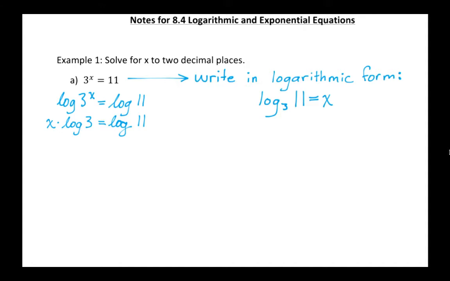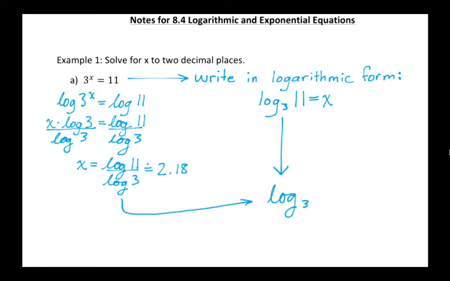And so now I just have x times a number equals a different number. And if I want to solve for x, I would have to divide both sides of the equation by that log 3, and it's log base 10 of 3. So here's the solution I have. x equals log of 11 divided by log of 3. And that's a common logarithm, so it's log base 10 of 11 divided by log base 10 of 3. And this is a different form of the solution of this equation.